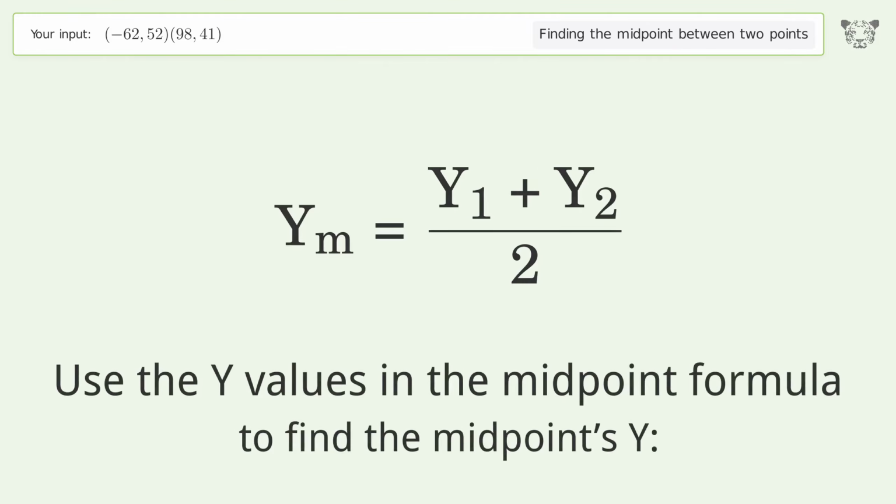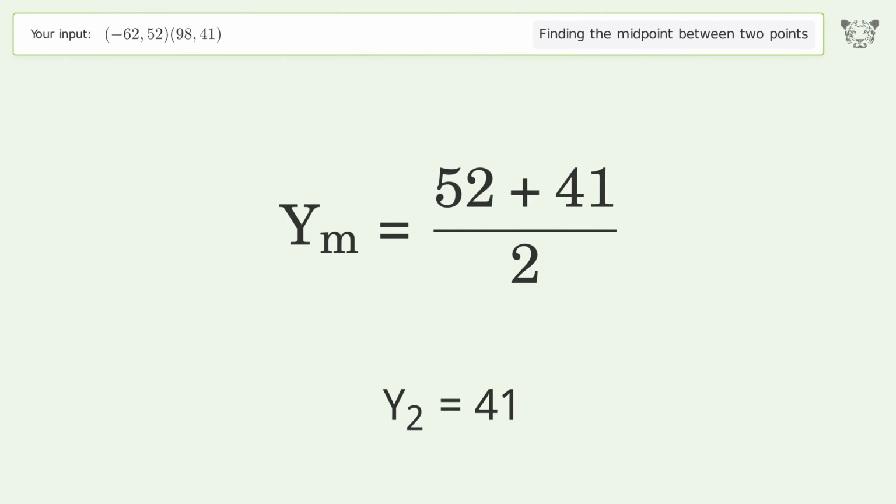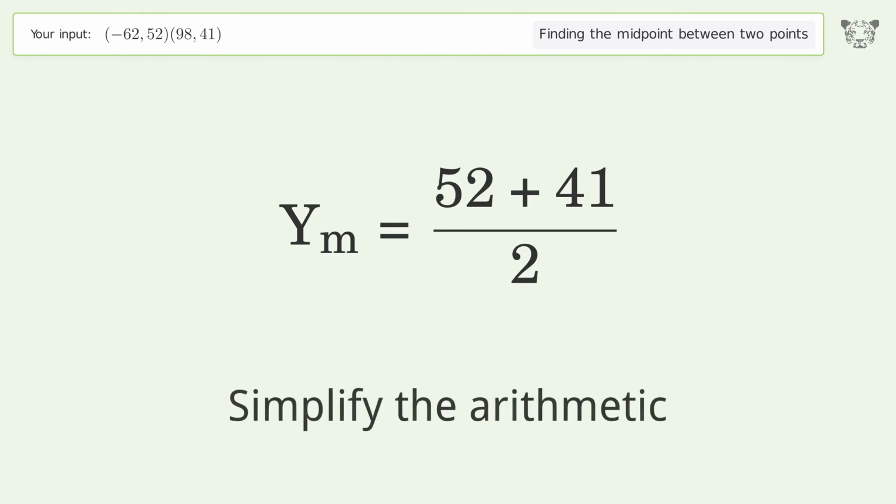Use the y values in the midpoint formula to find the midpoints y. y1 equals 52. y2 equals 41. Simplify the arithmetic.